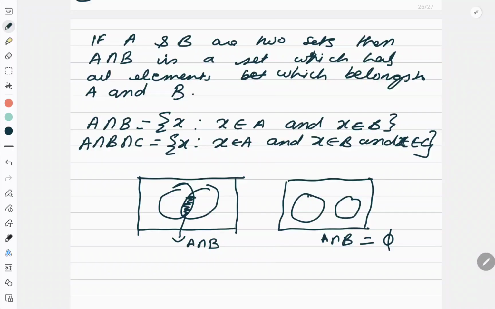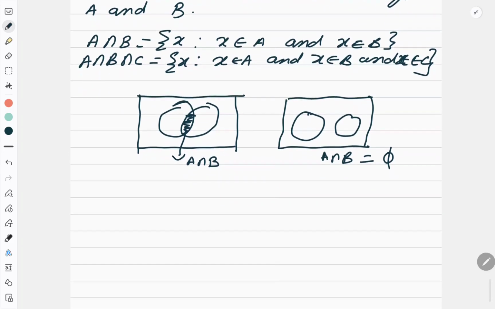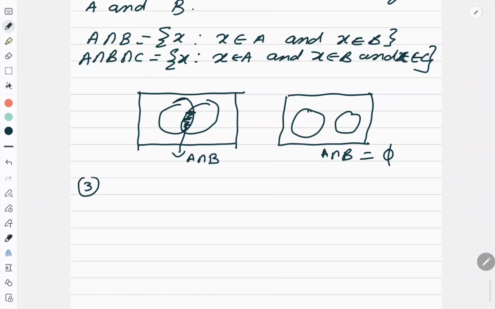So always remember when I am talking about union, it is or. And whenever I am talking about intersection, it is and. This is very, very important. While doing the question, you will come across this and or, and that time you should not get confused. Okay. Now after this, we have the third operation, which is called difference of set.